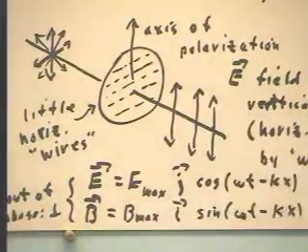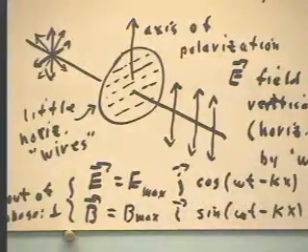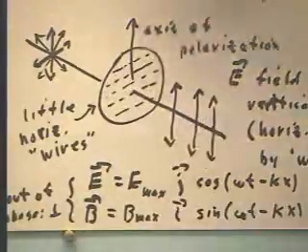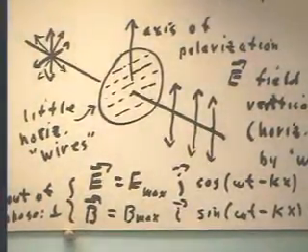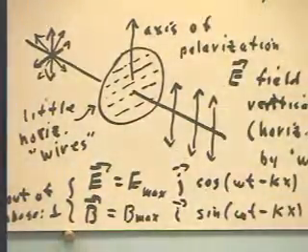The magnetic field will be perpendicular to the electric field in the I direction, the direction of the I vector, which is perpendicular to the J vector. The electric and magnetic fields are 90 degrees out of phase. And that's the nature of polarized light. Light's polarized in one direction.